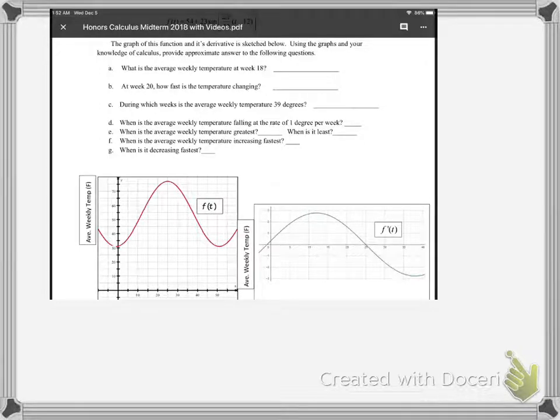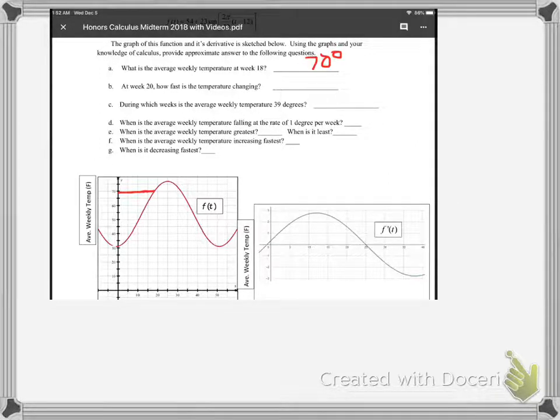What is the average weekly temperature at week 18? Well, average weekly temperature is what the original function is giving us. So if you go to week 18, which is about, if this is 15, this is about 18, and you go up and you go over, it looks to me like we are at 70. So I would say 70 degrees is the best answer right there.